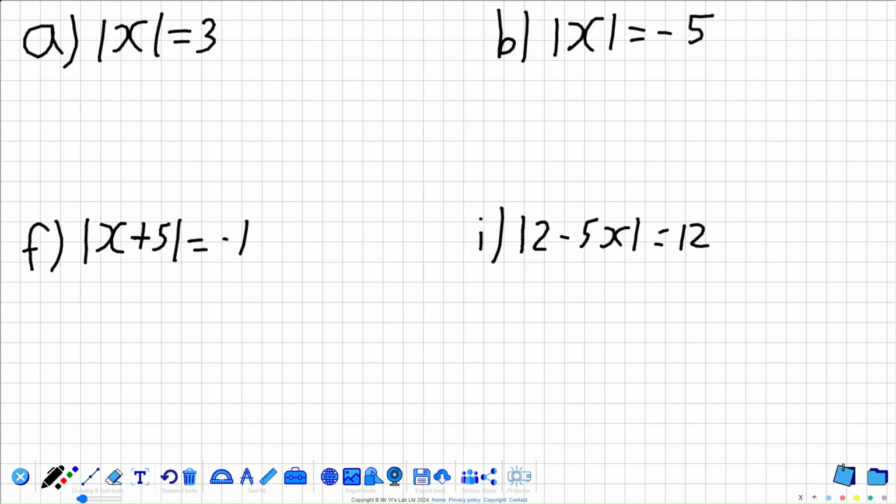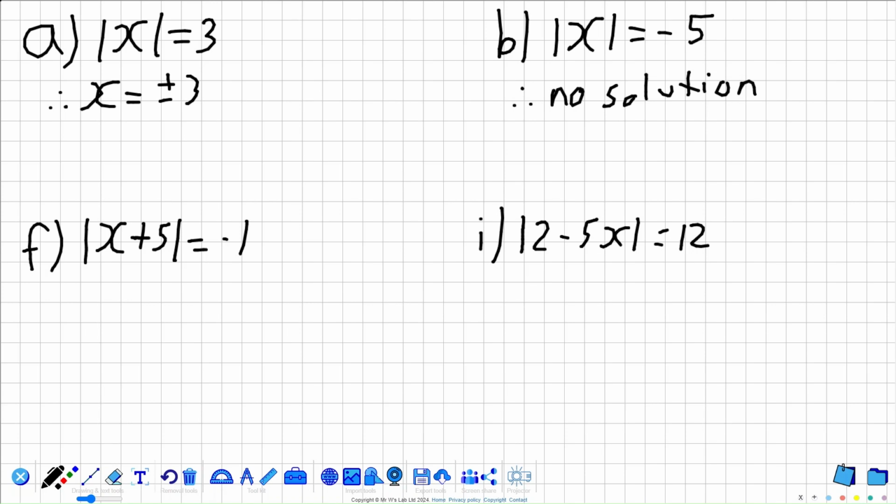Cool, so let's start off with some easy examples. To start off, we've got mod x equals 3, and like we just did before, we can say that therefore x equals plus and minus 3. Pretty straightforward. Next we've got mod x equals negative 5. I'm not sure if you notice the problem here, but any negative within x will end up becoming a positive on the other end. So it's quite clear that we have no solution, because it is not possible to get a negative on the other side.